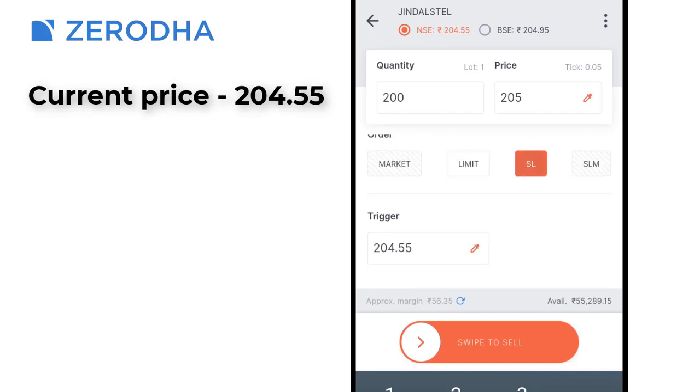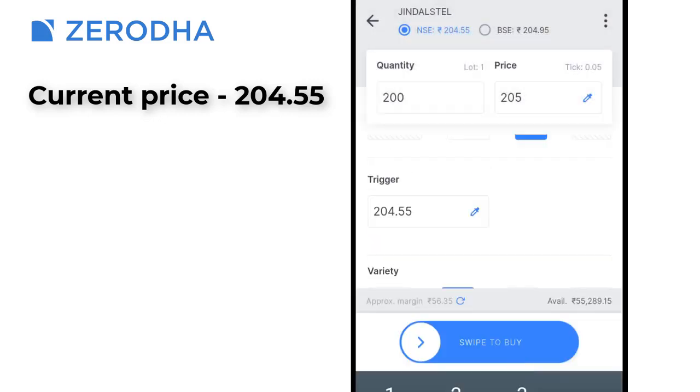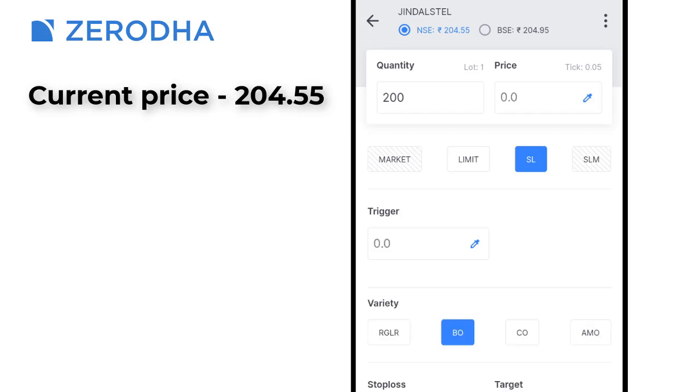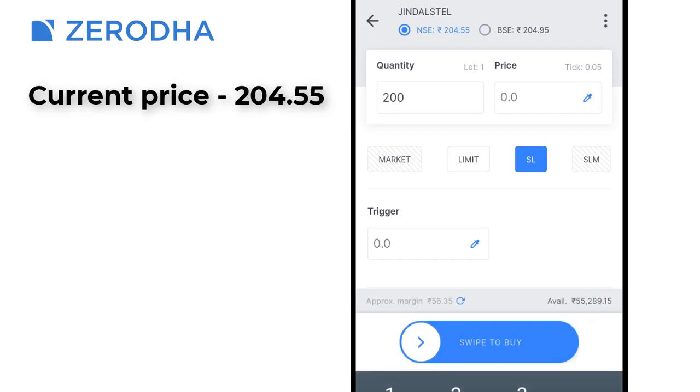When it comes to stop loss, let me shift this to buy. Stop loss I have mentioned already. If you want to buy the stock above the current price, then you have to go for a stop loss order, right? On the stop loss order, we are seeing two different boxes: one is price, one is trigger price. Let me add the price. I told you already, a stop loss order has to be above the current price. If you want to buy the stock above the current price, then you have to use the stop loss order.